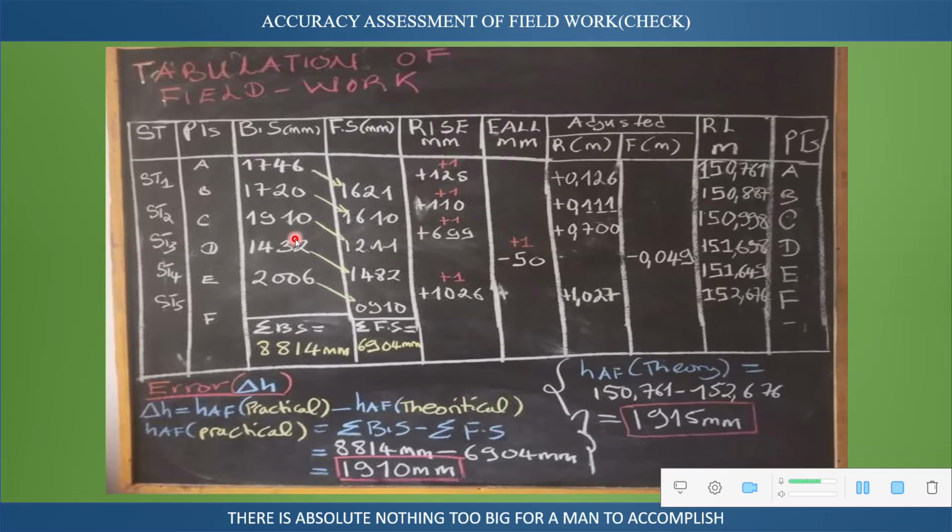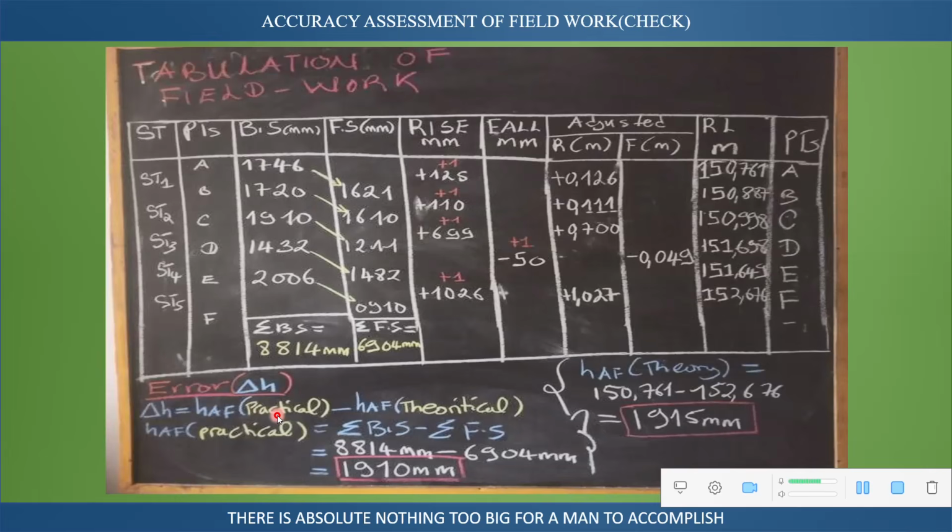That means we have to calculate the error, and we have to calculate the tolerance, and we have to compare the error and the tolerance. If the error, delta H, is greater than the tolerance, then the work will be rejected. But if the error is less than or equal to the tolerance, then the work is good. We can proceed with our calculations. Now, how can we calculate the error? We can calculate the error by saying delta H equals HAF practical minus HAF theoretical.